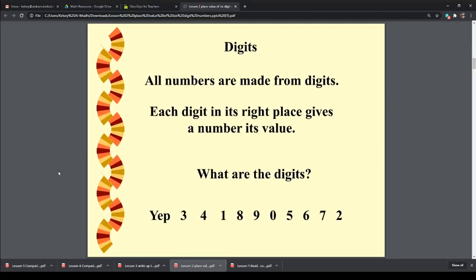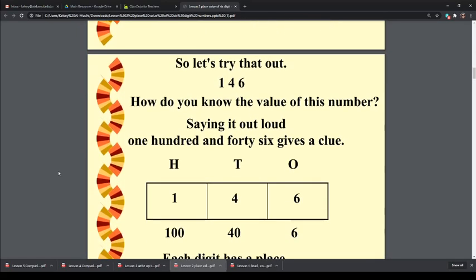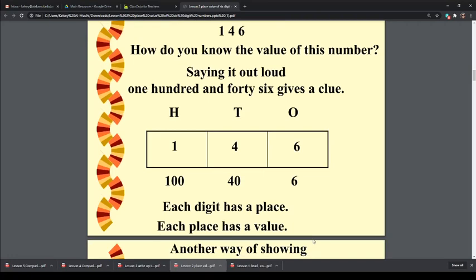Here's a definition of the word digits, which we covered in week 1. How do you know the value of this number? Say it out loud. 146 gives a clue. So we have the ones, the tens, and the hundreds. Each digit has a place. Each place has a value.